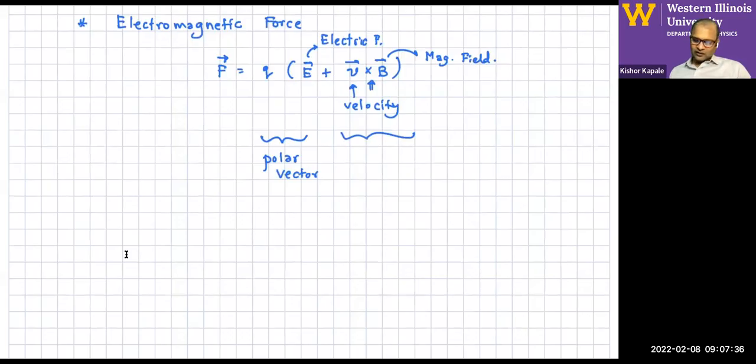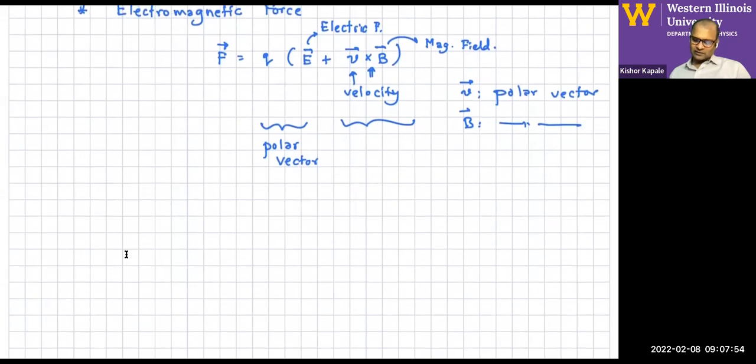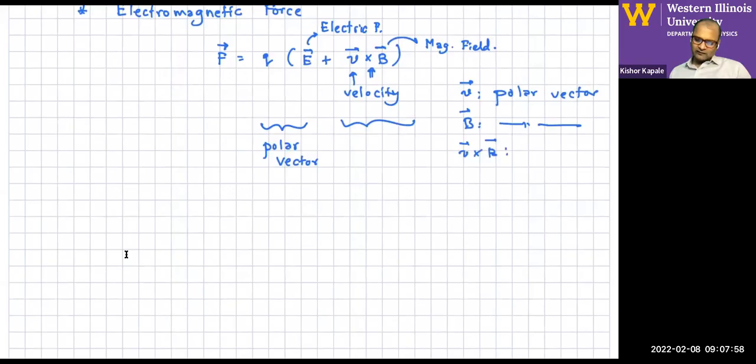So V, of course, is an ordinary vector. We know velocity is a polar vector. And let's assume for now that B is a polar vector also. I'm saying assume because then V cross B would be an axial vector, and that would be problematic.